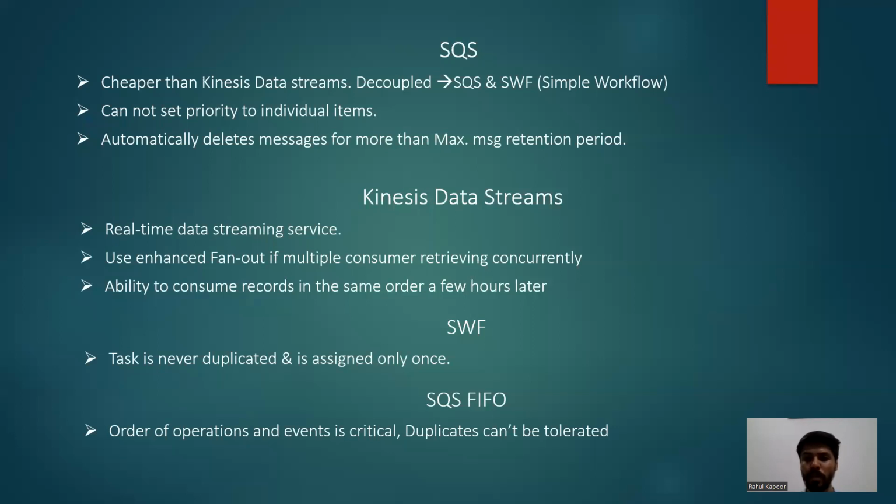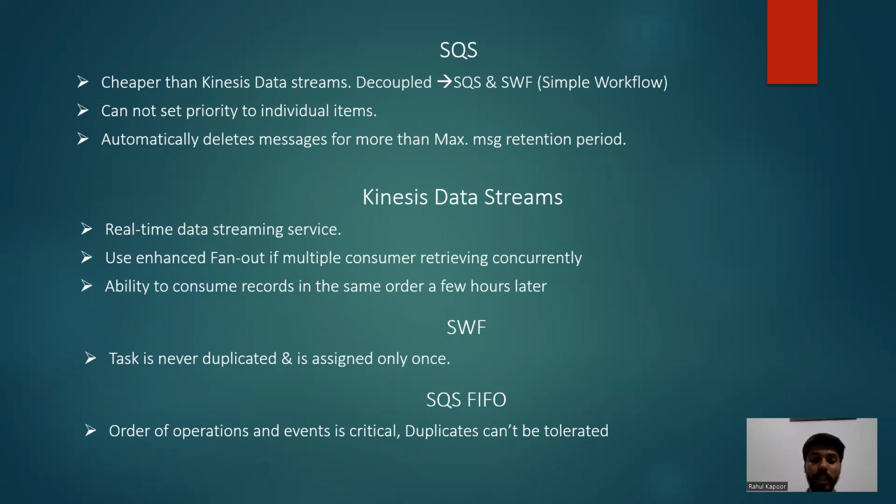SWF is Simple Workflow, right? And SQS is Simple Queue Service. And in this SQS, you cannot set priority to individual items. Okay, suppose आपके पास 100 messages हैं queue में, and you want to set priority कि पहले ये process हो, second में ये, fourth में ये, seventh में ये, वैसी priority you cannot set in SQS. It automatically deletes your message. एक fix जो message retention period है, उसके बाद it will delete your messages.